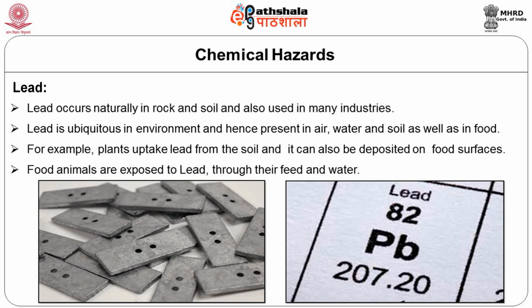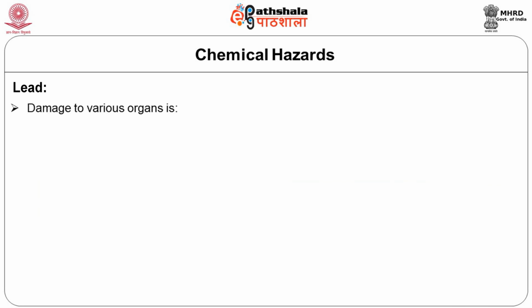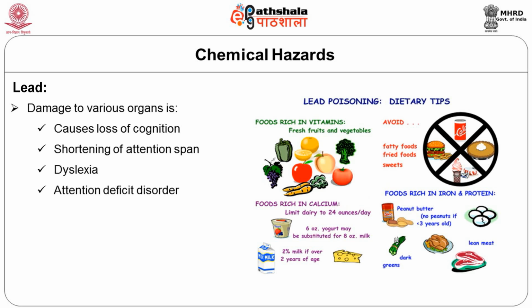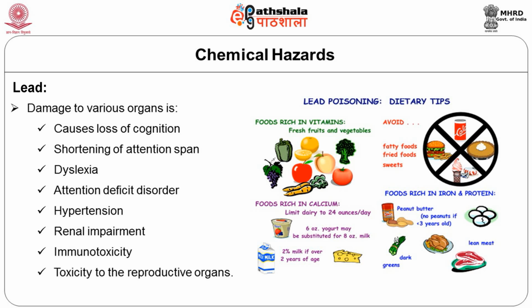The concentrations of lead found in food are low, but it is now well recognized that even at lower levels, lead is known to produce damage to various organs, which in the long run causes loss of cognition, shortening of attention span, alteration of behavior, dyslexia, that is a reading disorder called a learning disability, attention deficit disorder, these are generally seen in children, hypertension, renal impairment, immunotoxicity and toxicity to the reproductive organs. It is very difficult to eliminate lead from food, hence to reduce the risk of any health effect on consumers, tolerance limits have been prescribed for the foods.